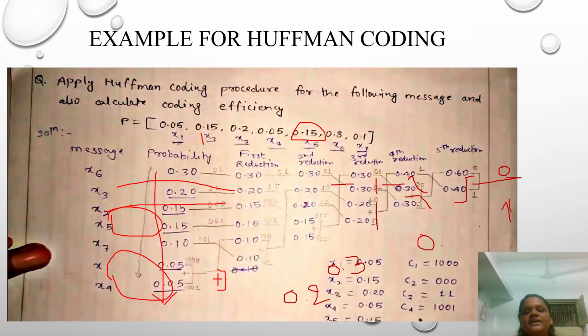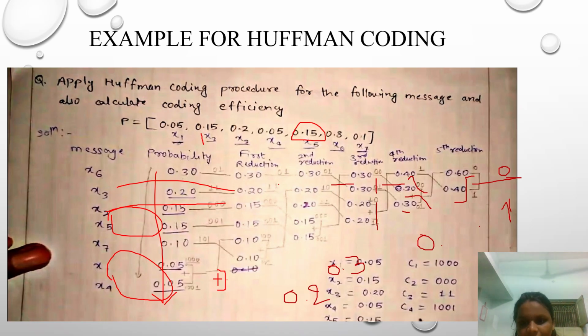The 0.3 comes from here. The basic code word is 0 1, so here we are assigning 0 and 1. And the 0.2 comes from here. The basic code word is 0 1 0, and we are assigning it here. And the 0.2 code is 1 1. So we are keeping the same here also.